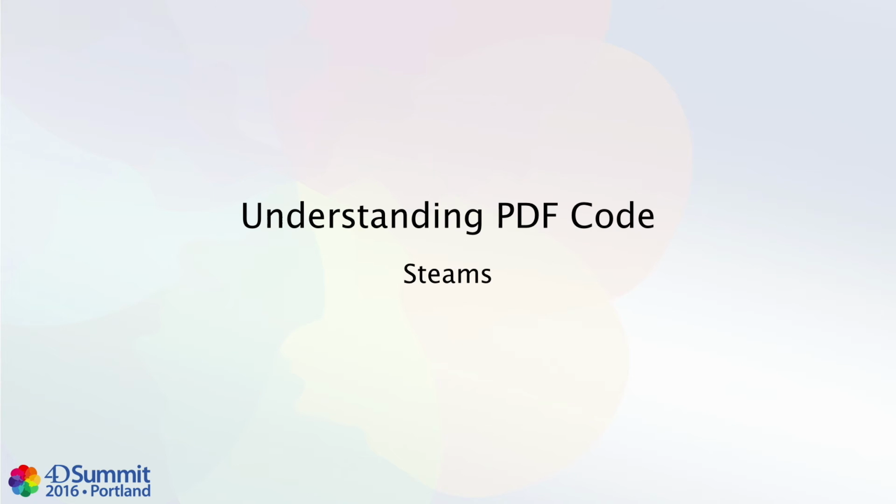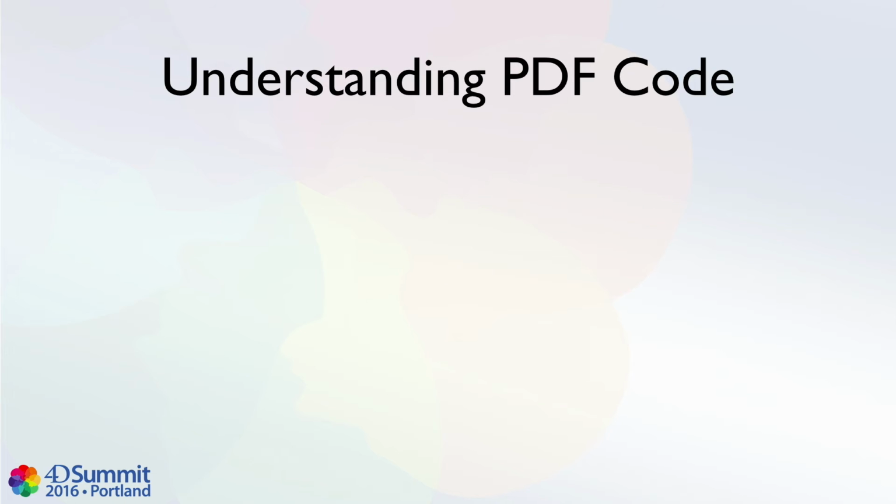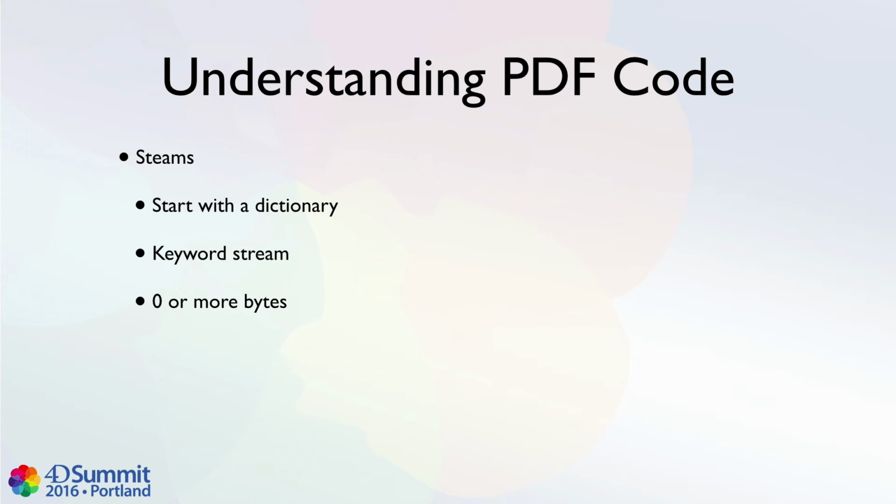Okay, a couple more data types, and we'll get through the boring stuff and get into some real stuff here. A stream. You need streams for all kinds of data, like pictures, that really have no structure. Streams start with a dictionary. Remember, a dictionary is surrounded by double greater-thans and double less-thans, and holds name-value pairs. So it starts with a dictionary, then the keyword stream, then zero or more bytes in the stream, and then the word endstream.